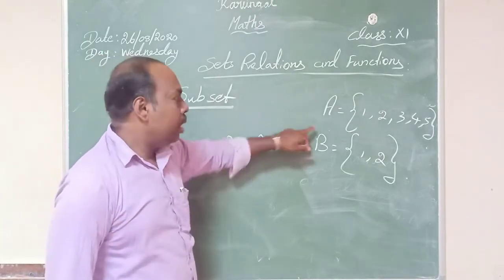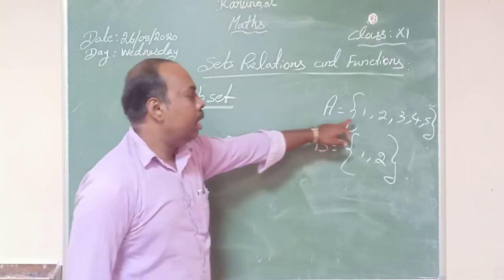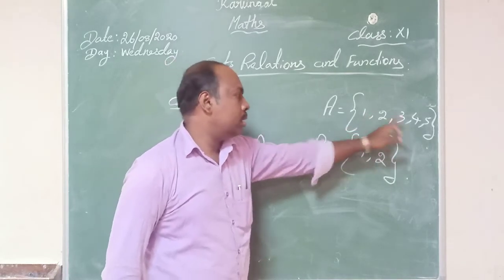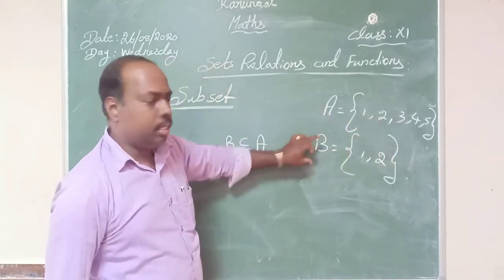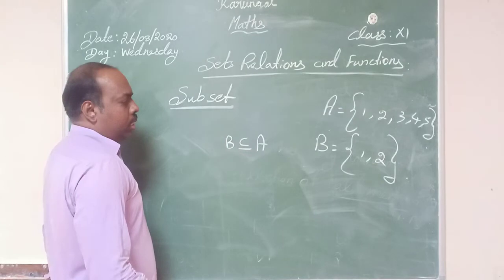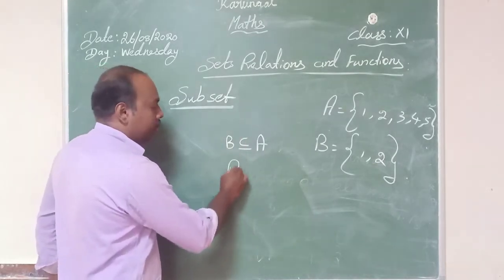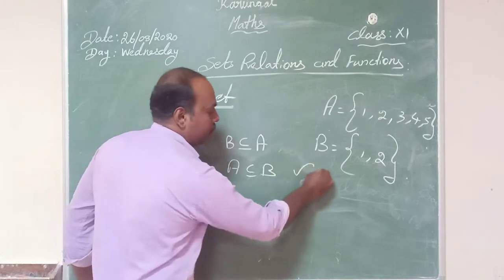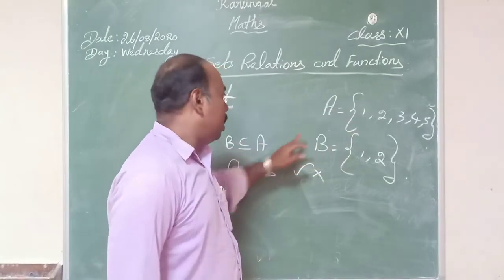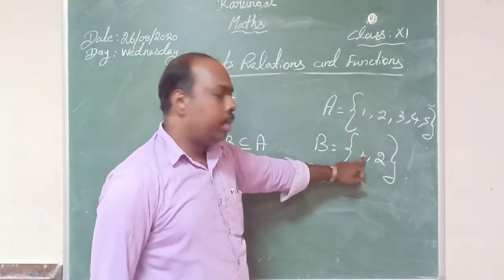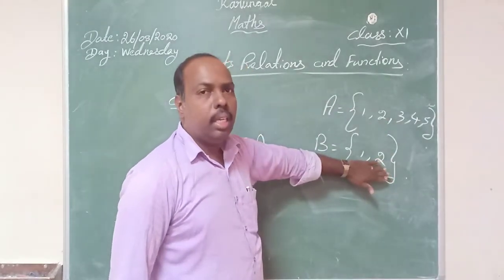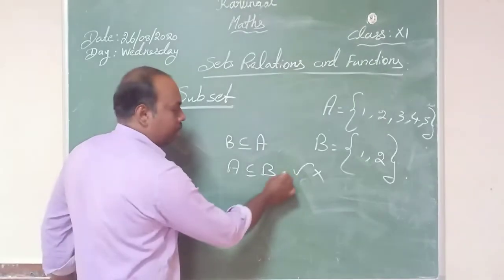Which is the superset here? A is the superset because A has 5 elements. So A is the superset, B is the small set. So B is a subset of A. Why can't we say A is a subset of B? We can check whether it is correct or wrong. A has 5 elements, B has 2 elements. But the elements in A, you don't have in B. So we can't say A is a subset of B.